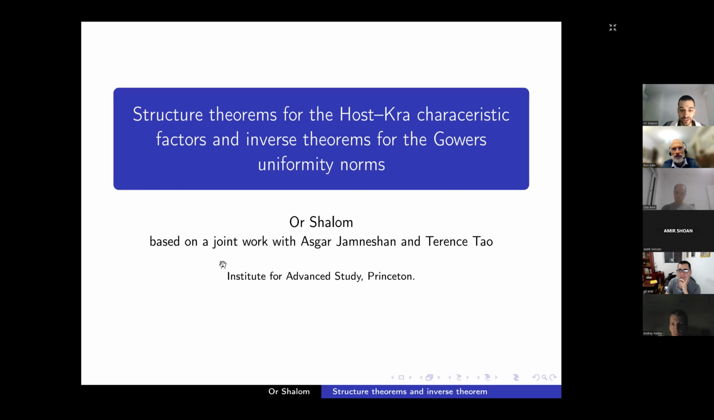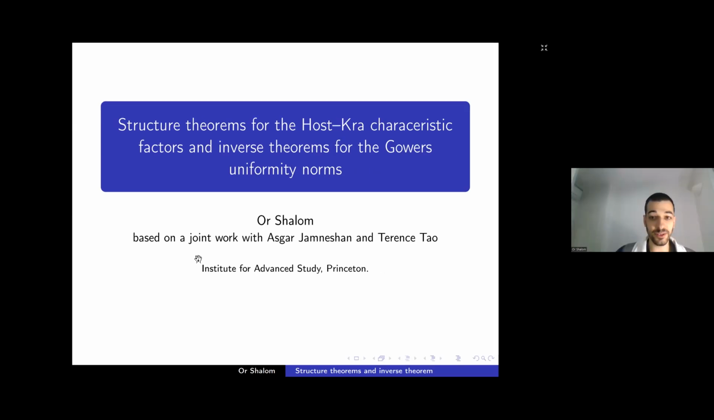So yeah, today I will tell you about joint work I'm pursuing with Asghar Germination and Terem Star. And as Ron said, it's about finding a correspondence between ergodic theoretical objects called the Host-Kra characteristic factors and some combinatorial objects called the Gowers uniformity norms, where our goal is to develop the theory that will eventually enable us to use tools from one area to solve problems in other areas.